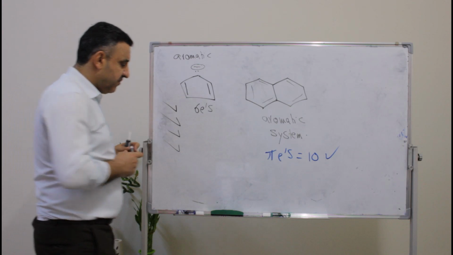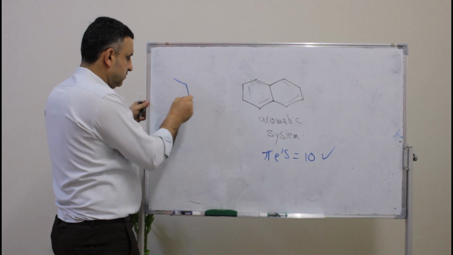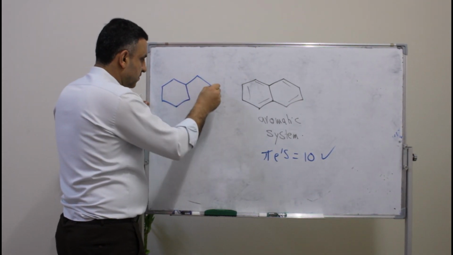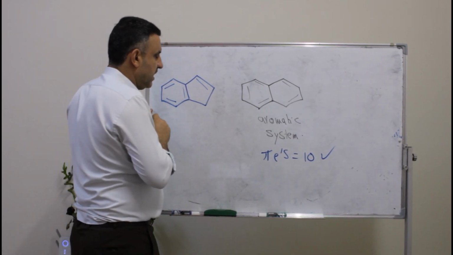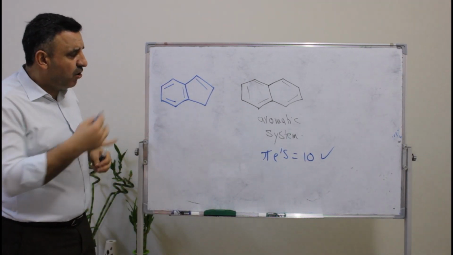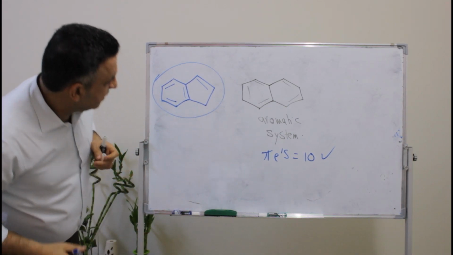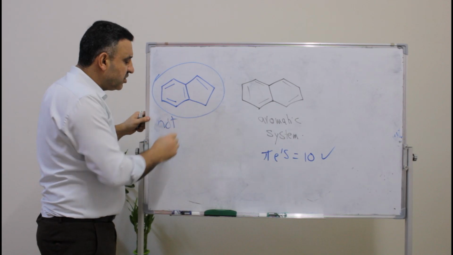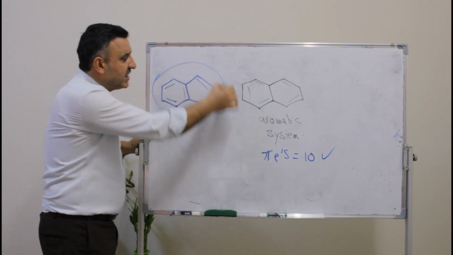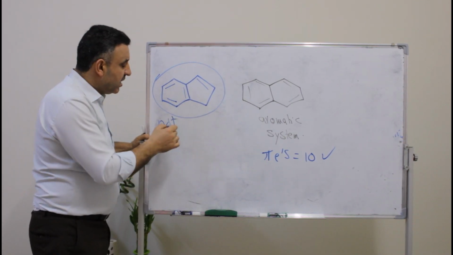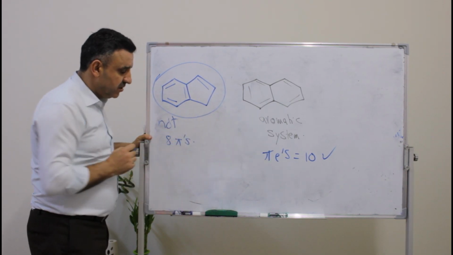Clear? Now, for example, if you have this system also. Is this system aromatic as a whole? What do you think? Not. It's not aromatic. Why? Because part of it is aromatic. Benzene alone is aromatic, but as a whole it is not aromatic, because the total number of electrons is 8 electrons. Do you follow me?